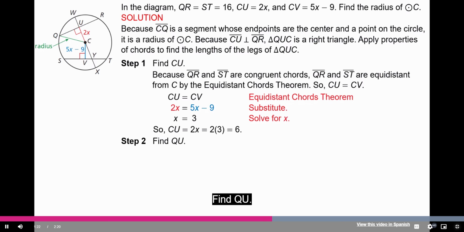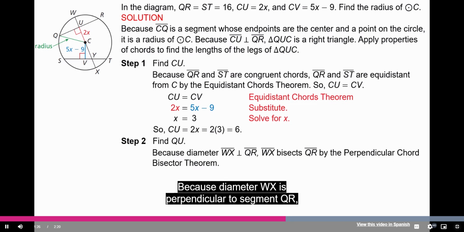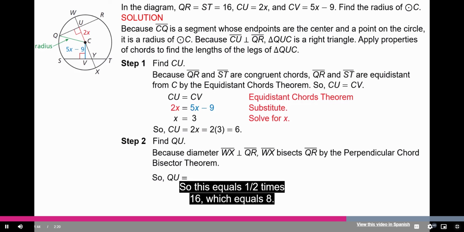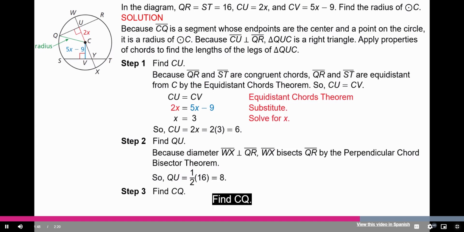Find QU. Notice segment WX is a diameter. Because diameter WX is perpendicular to segment QR, segment WX bisects segment QR by the perpendicular chord bisector theorem. So QU is equal to 1/2 QR, and QR is equal to 16, so this equals 1/2 times 16, which equals 8. Step 3. Find CQ.